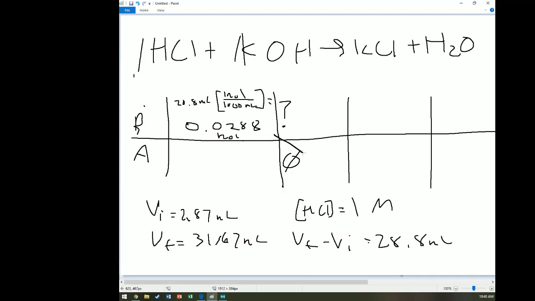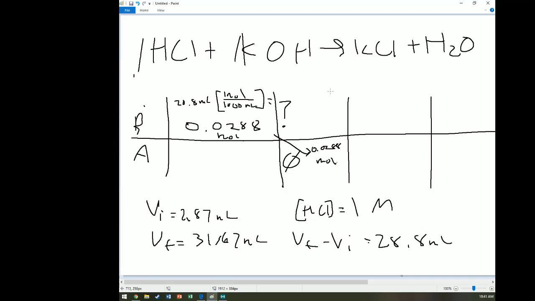Since we know that this is a 1-to-1 mole ratio, there was 0.0288 moles of potassium hydroxide in the solution, right? Now, we want to determine the purity of the sample. We know the mass of the sample, but we don't know the mass of potassium hydroxide within the sample. Thankfully, since we know how many moles of potassium hydroxide there are, we can use the molar mass to convert.